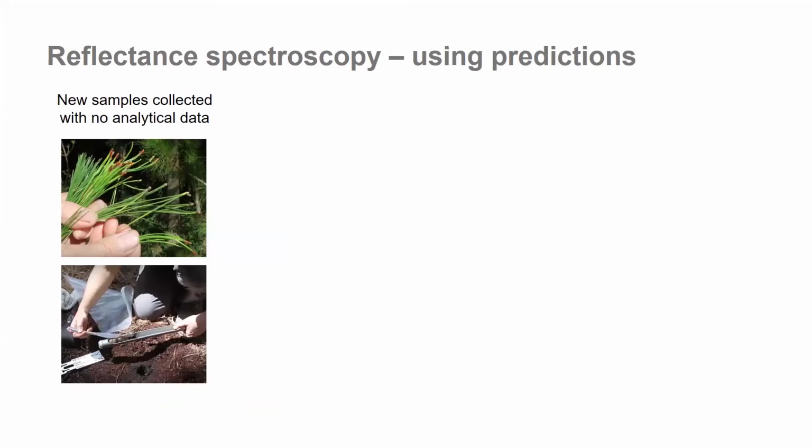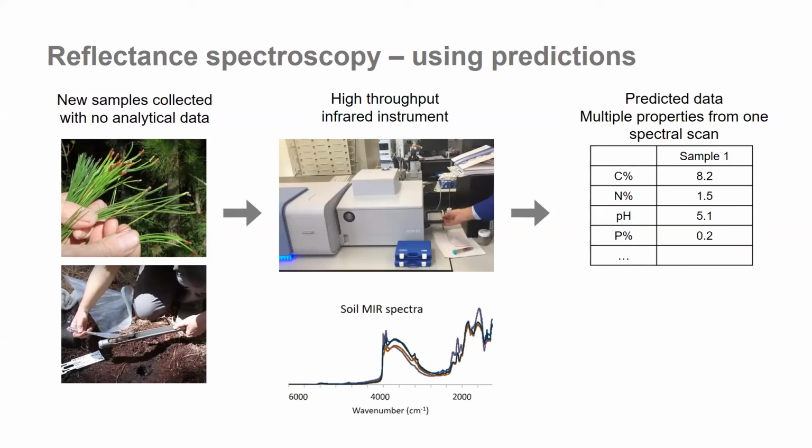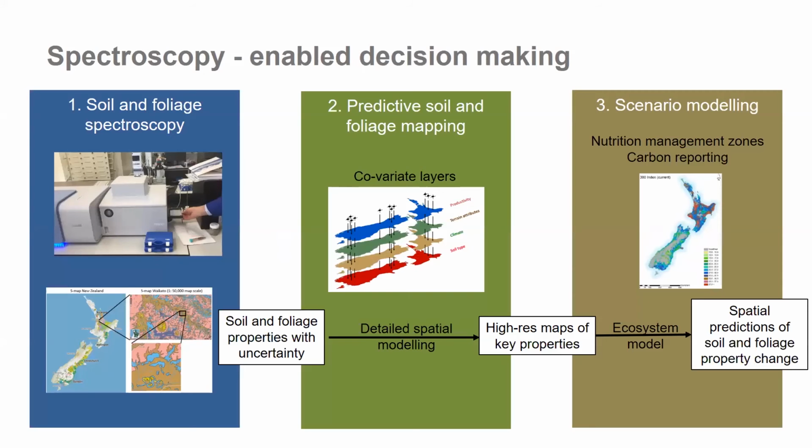Then, with any new sample that is collected with no analytical data, we can measure it in a high throughput infrared instrument and predict multiple properties from one spectral scan. We can use spectroscopy to increase the volume and flow of data and build large data sets for any given area for lower cost than traditional analysis methods. This is because with one spectral scan, we can predict multiple properties. We can then make detailed maps to underpin nutritional management zones, for example.